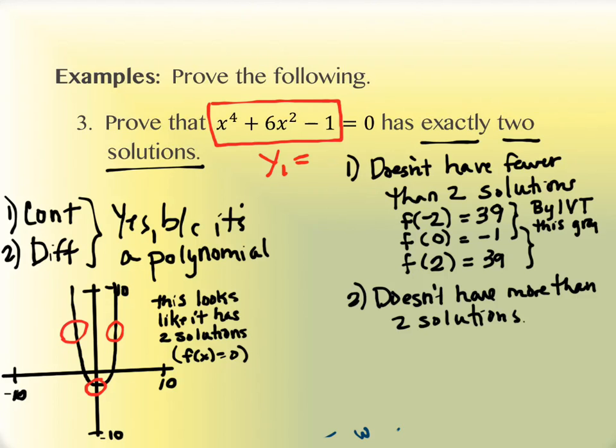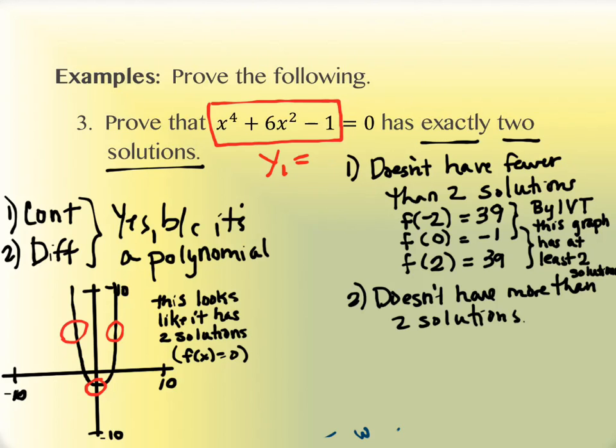this graph has at least, that doesn't look like least because it's all run together. Let me try that again. 2 solutions. So it does not have fewer than 2. It has to have at least 2 solutions. That's what the intermediate value theorem is doing for us.